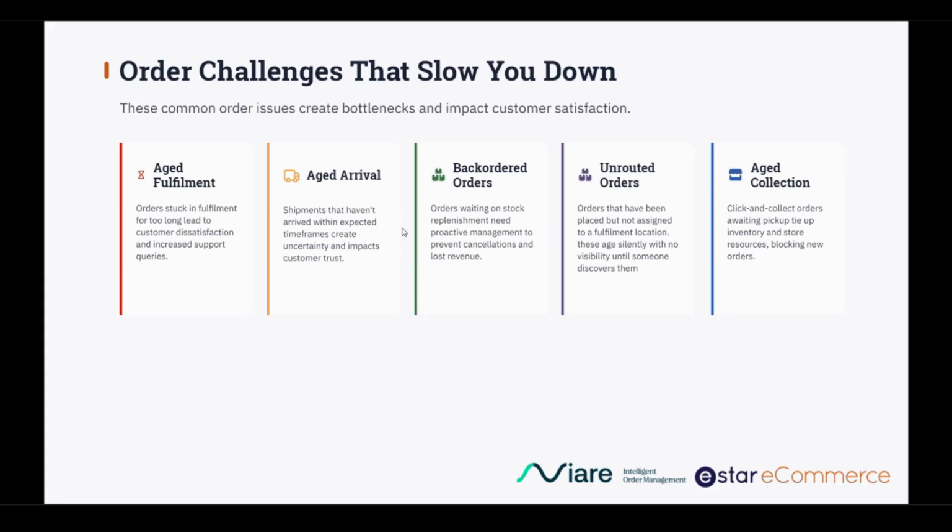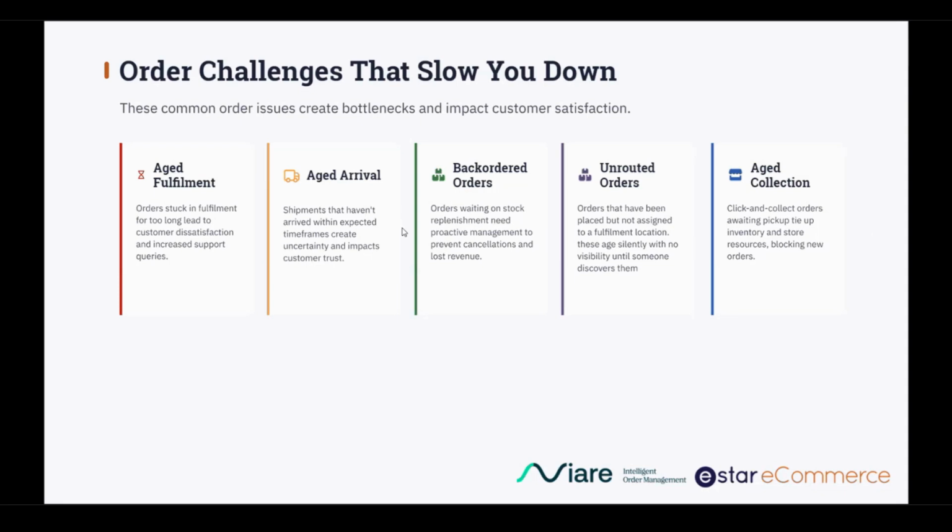Unrouted orders. These are orders that have been placed but not assigned to a fulfillment location for a variety of reasons, and we'll go over these later. But these kinds of orders age silently with no visibility because they're not assigned to a location, so no one's really proactively managing them.